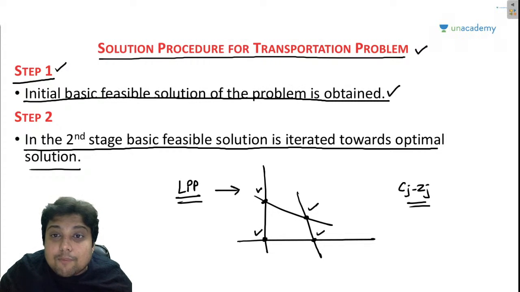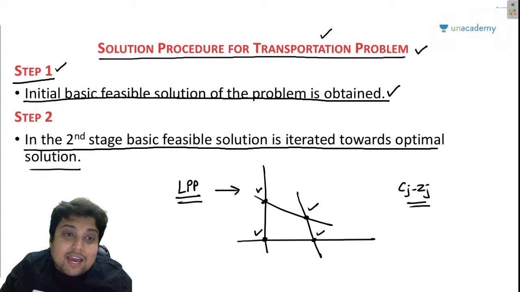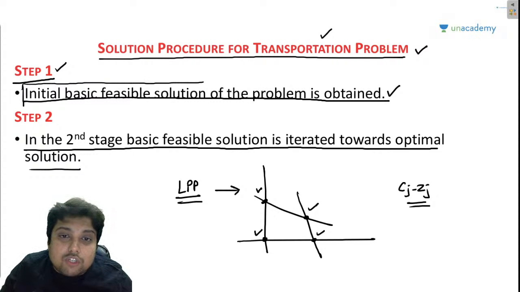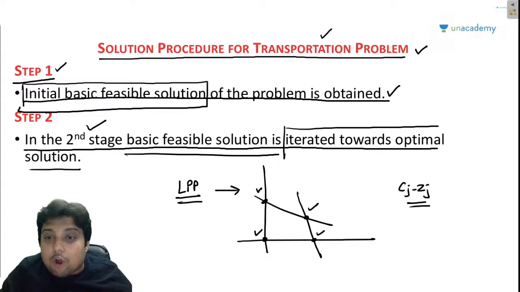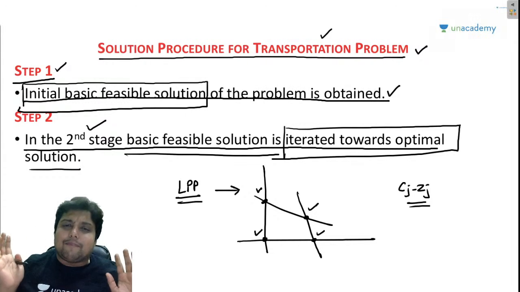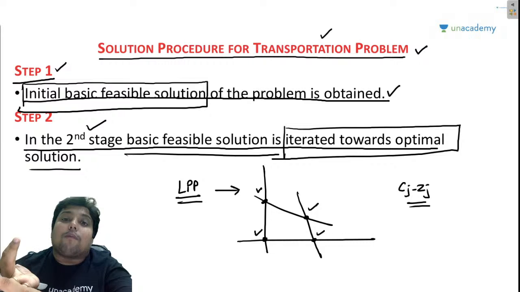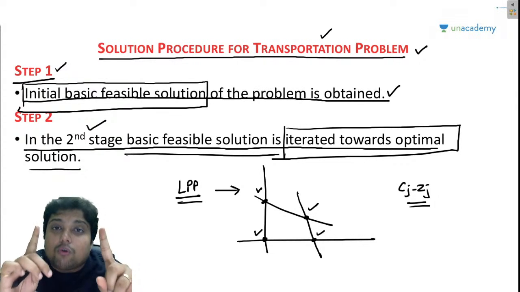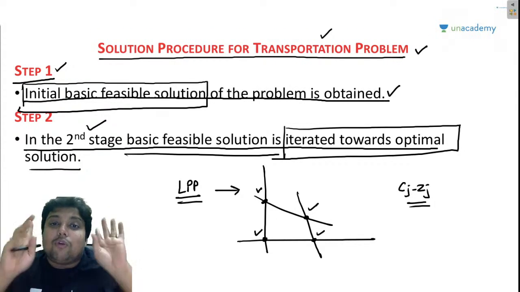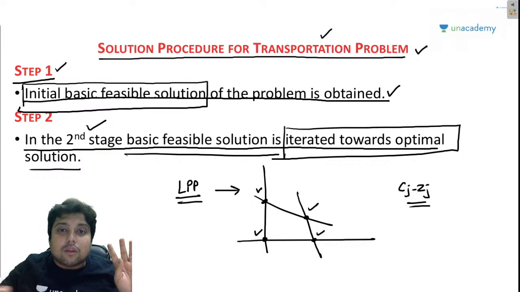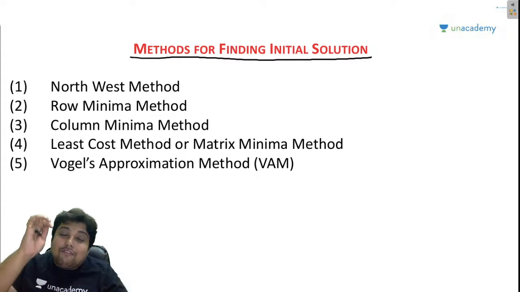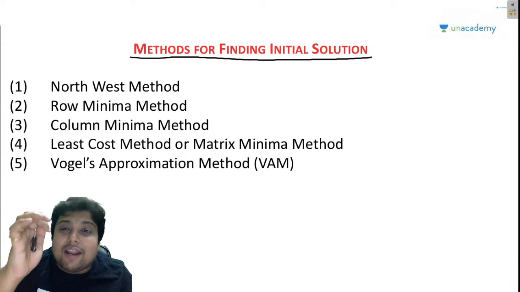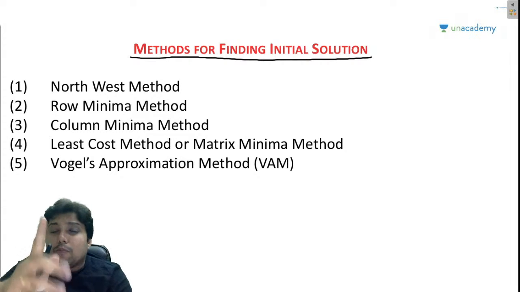Now in transportation problem also, same thing. First they are telling us to find the initial feasible solution, and then in the second stage the initial feasible solution is iterated towards the optimal solution. So the method is basically the same. Find the feasible solution, iterate towards the optimal solution. But what is going to make the difference? What will make the difference are the methods for finding the initial feasible solution. I hope you people are getting my point.